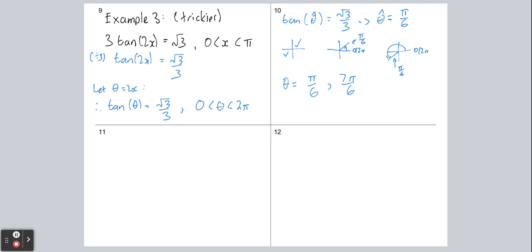But here comes the final line to finish it off. I'm not interested in theta, I'm interested in x. So that equals 2x.